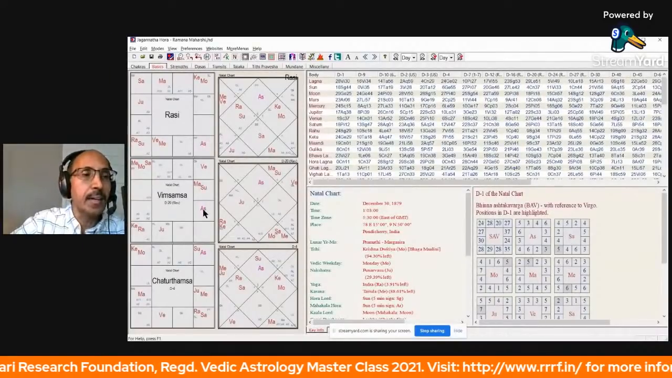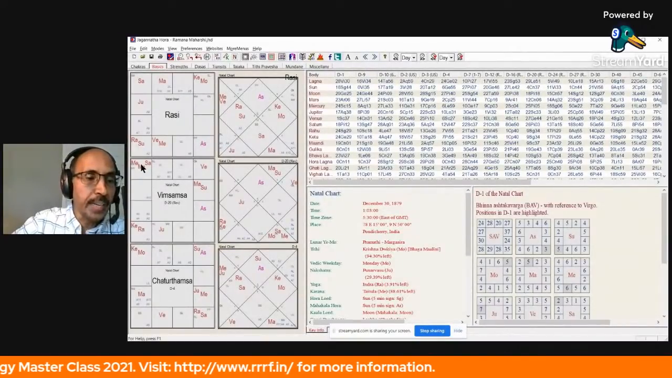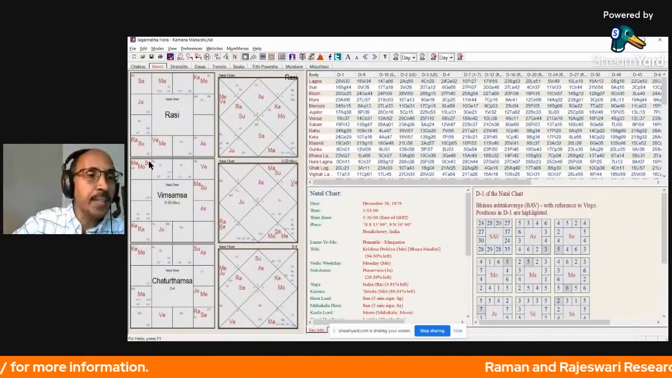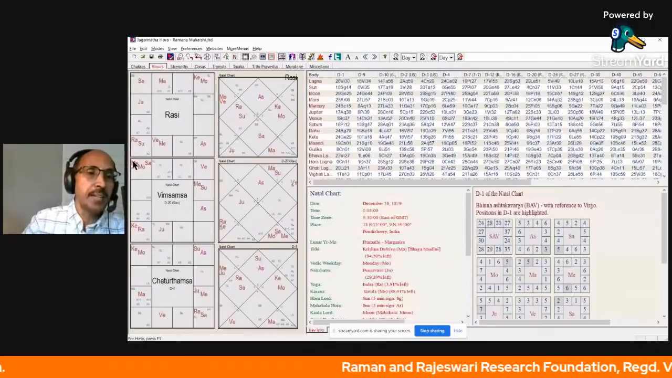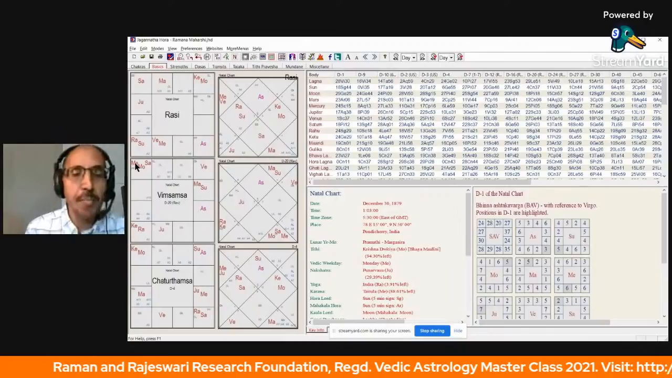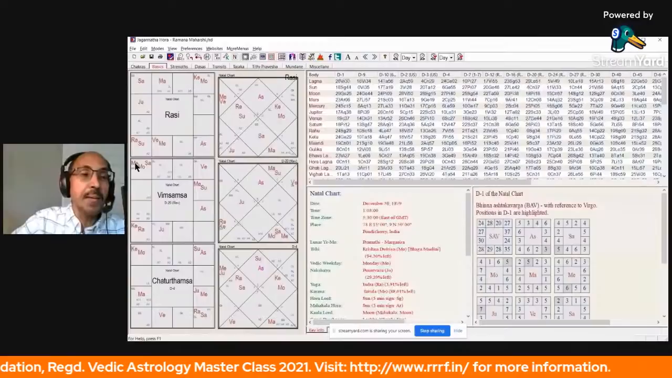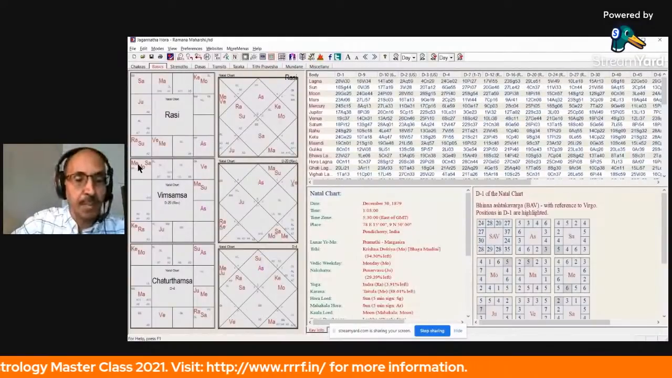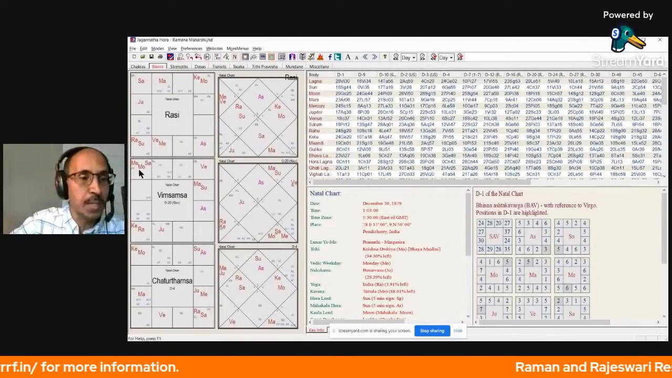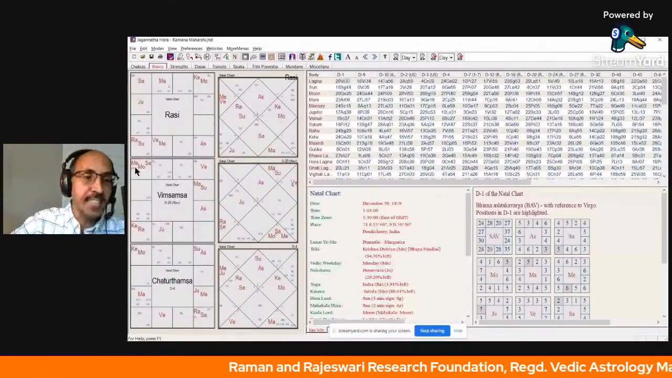If you look at the D20 chart, you will see that there is a Moon Saturn Mercury combination in the eighth house. So the Moon Saturn combination is normally considered to give Vishada, sadness, depression, etc. But in the chart of Vimshamsha, it gives detachment from the world. So in the eighth house of occult experience, there is this combination of Moon and Saturn, and also Mercury, who is the second lord, in the eighth house, is a Maraka, and also Saturn is the seventh lord.